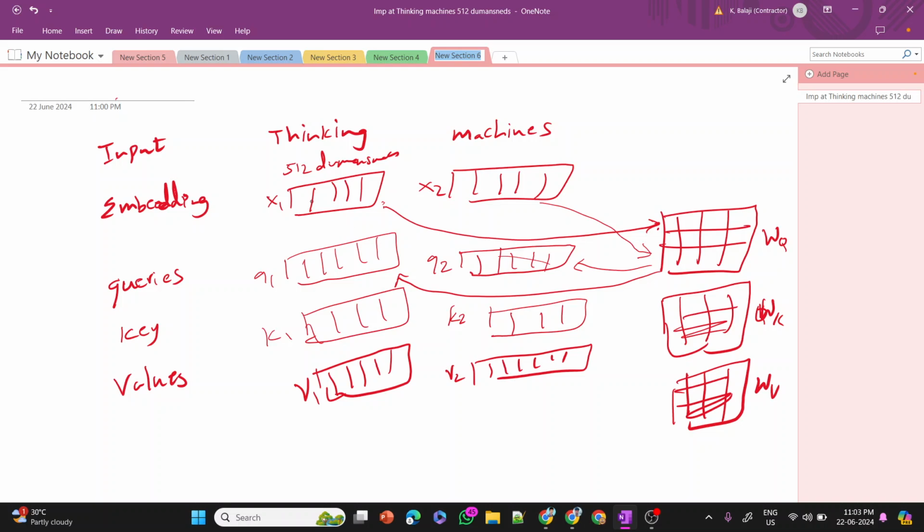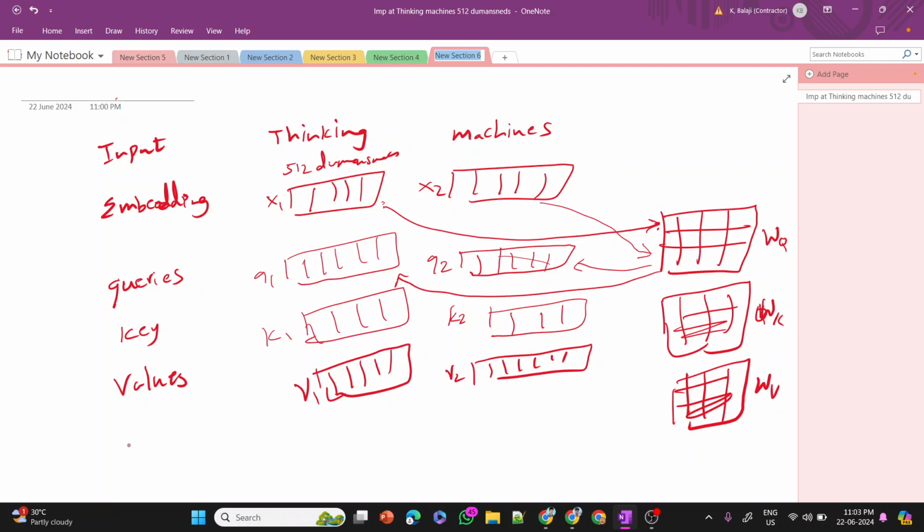Okay. Then to generate the key vector, we need to multiply this embedded x1 with weight wk and store it in key k1. Then x2 is multiplied with wk and saved as a vector in k2. Like this, v1 and v2 also happen.